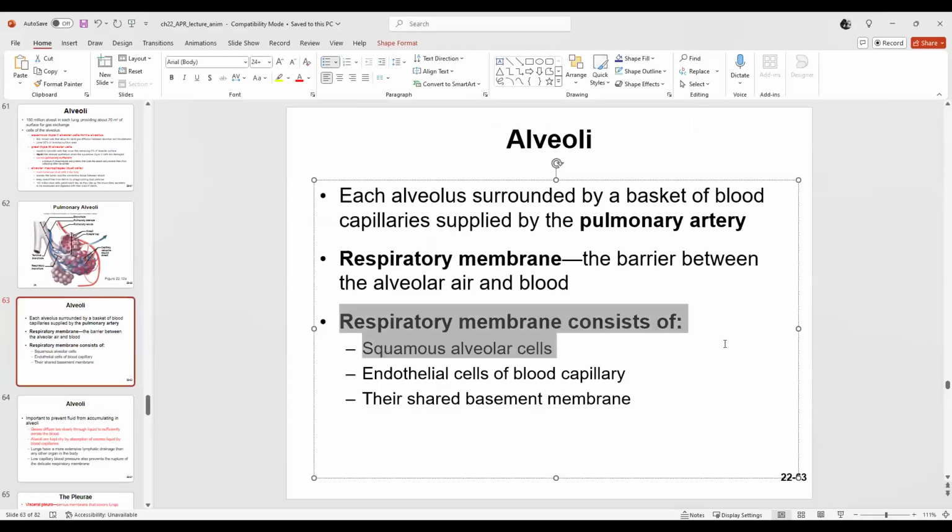Respiratory membrane consists of the cells that make up the alveoli, right? You have to go through the actual cells, the cells that make up your capillary, right? And then their basement membrane. That's it, right? So the plasma membrane of the alveolar cells, then a little bit of connective tissue, that's your basement membrane holding these two things together, and then the endothelial cells, which is also simple squamous, right? So we want very little barrier between these cells so that gas exchange can occur really quickly.